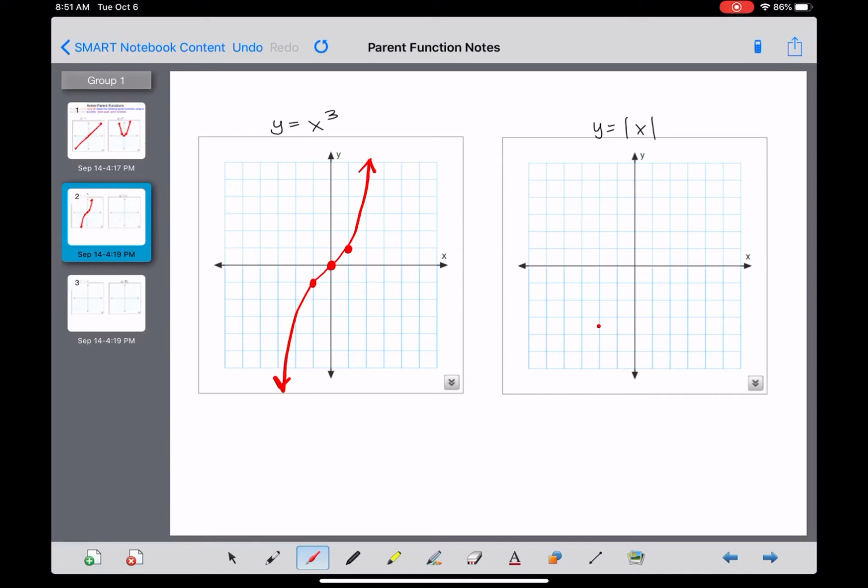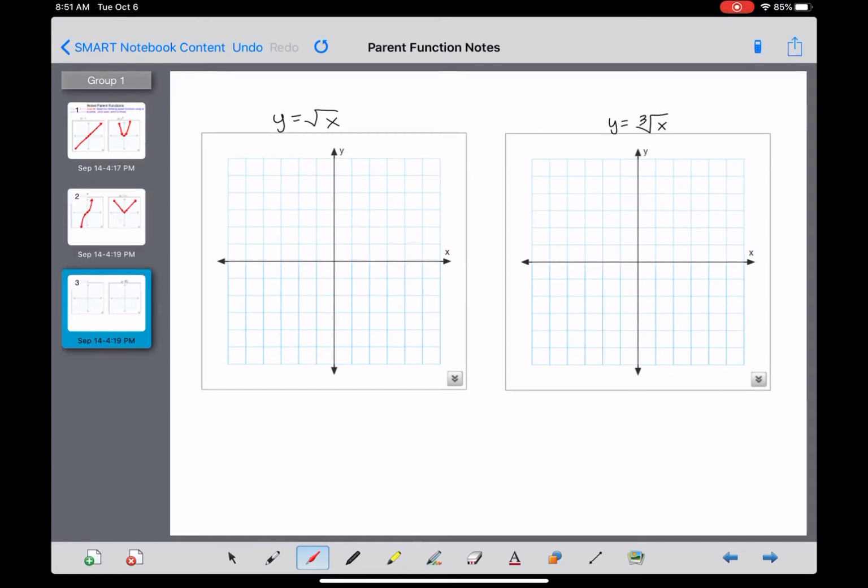Y equals the absolute value of x: (0, 0), (1, 1), (negative 1, 1). So very similar to y equals x squared, except this is a V. This is an absolute value equation, so the graph makes a V, not a U. So that's why you have to make sure you distinguish between y equals x squared and y equals the absolute value of x.